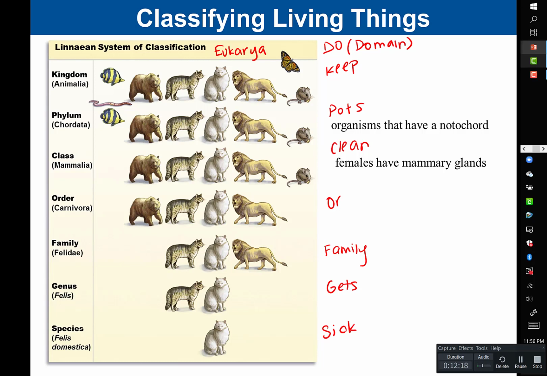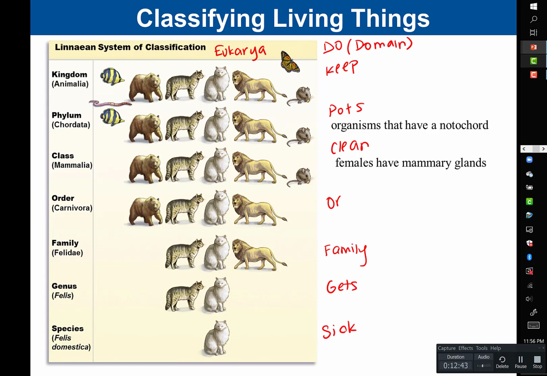Next, we get to family. In this case, our family is Felidae, felines. So it's the cat group. So the bear's out. Then we get to genus. And the genus in this case is Felis. So now these are more of kind of house type cats. So lion is out. And then we get to species.